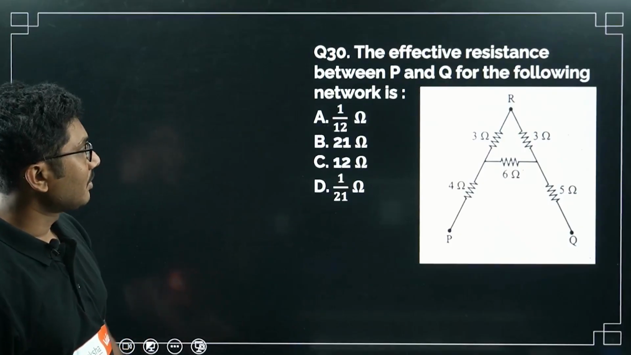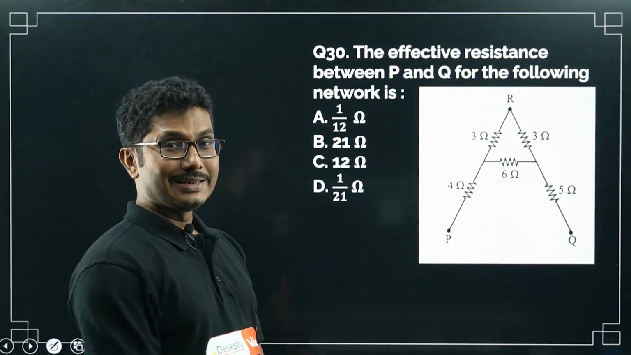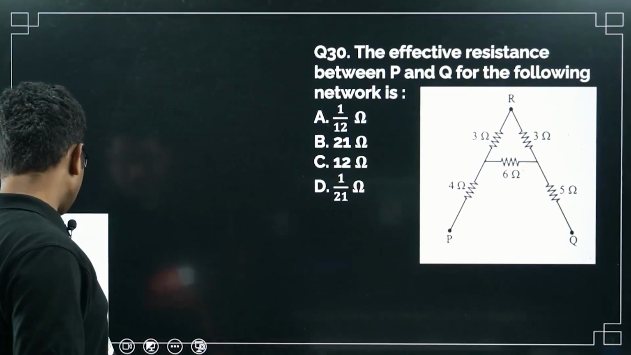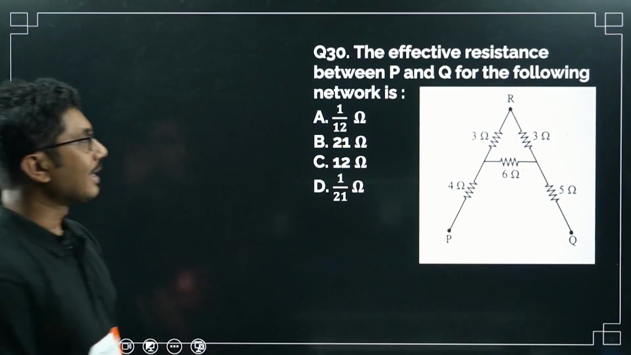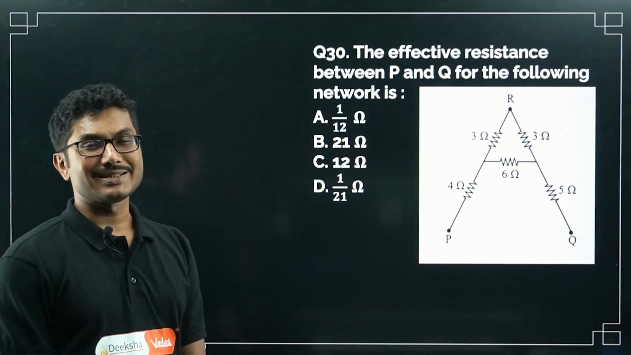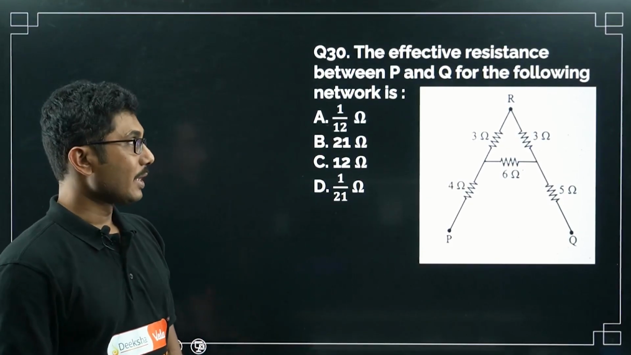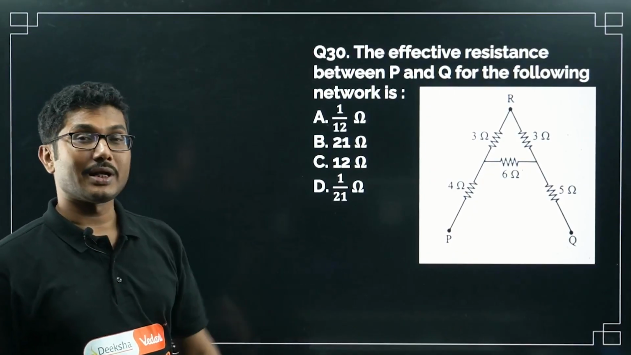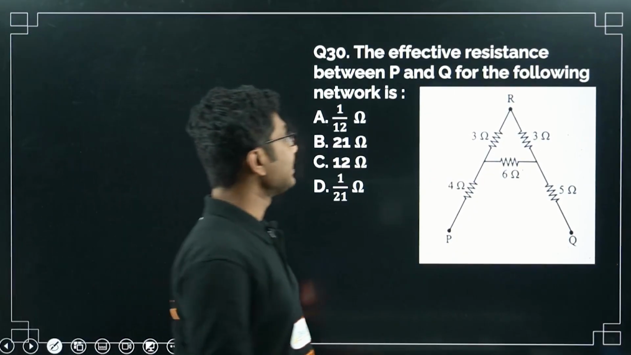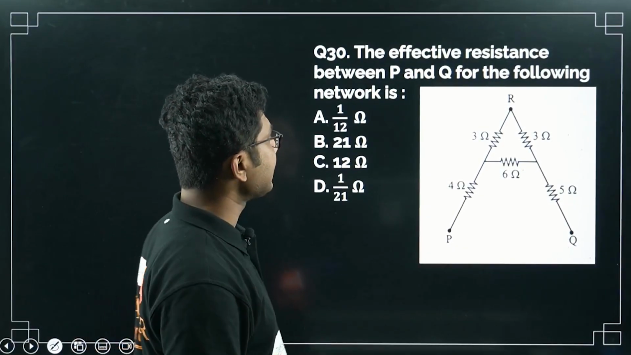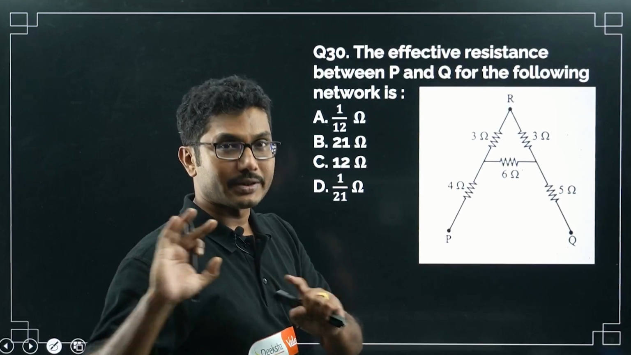Next question, question number 30. Another easy question given in a difficult way. There is a tendency that in KCET, easy questions are asked in a difficult way. That is the main thing. If you understand a little bit about the concept, then you can answer this question easily. So what is this question? The effective resistance between P and Q. Effective resistance between P and Q means equivalent resistance.